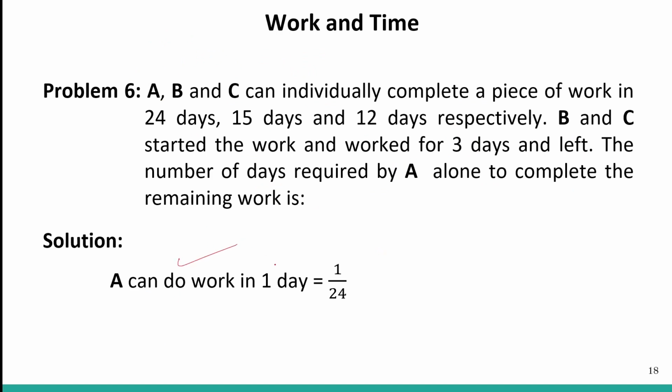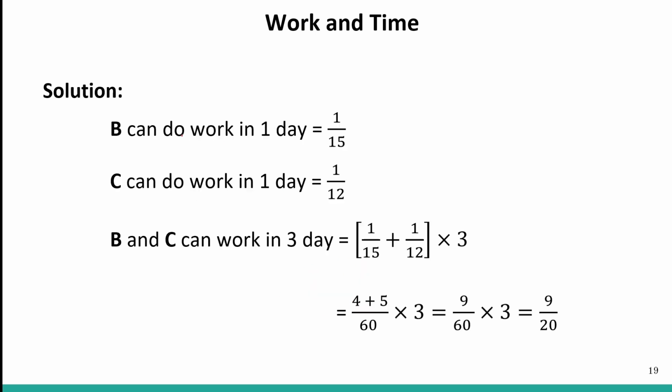So A can do the work in 24 days, so what is its work rate? The work rate will be 1 by 24, that is the reciprocal of the number of days it takes. Similarly, B's work in 1 day is 1 by 15, so the work rate of B is 1 by 15 tasks per day. And C's work rate will be 1 by 12 tasks per day.